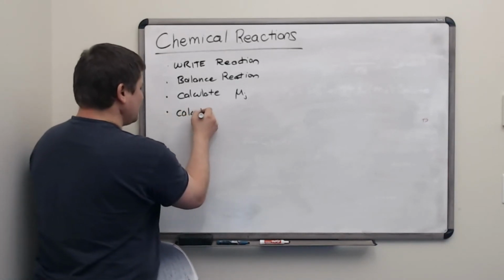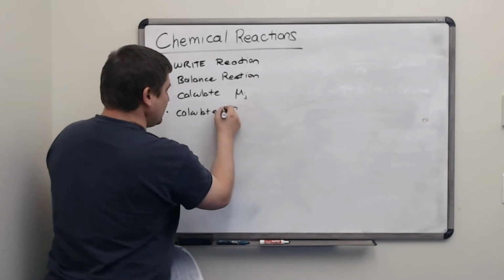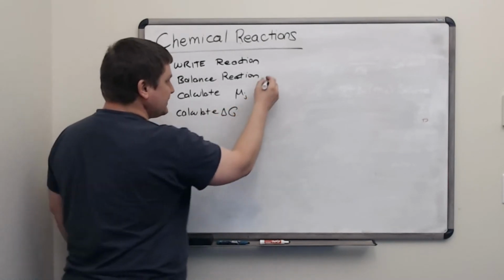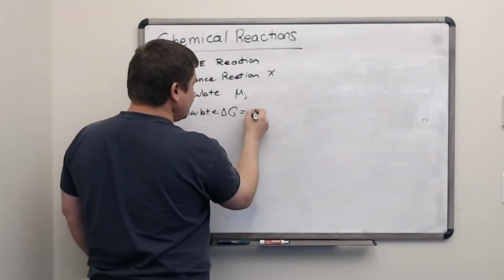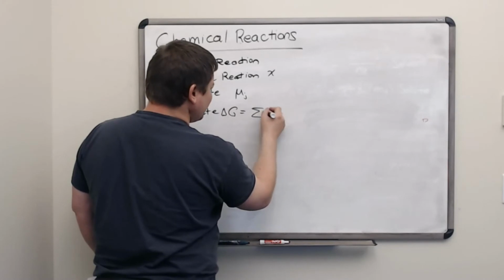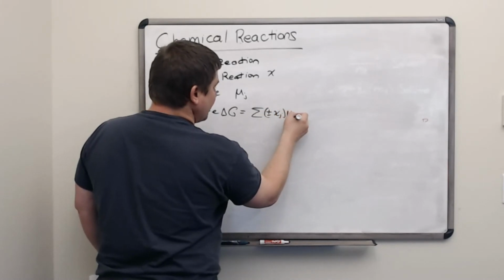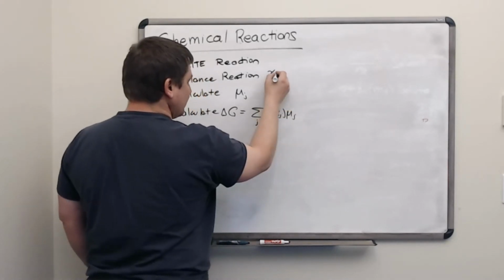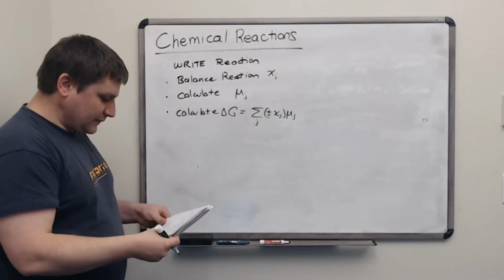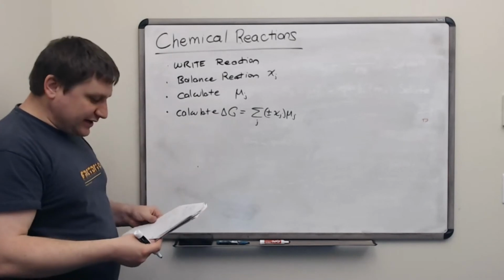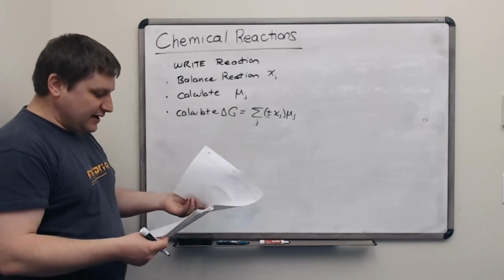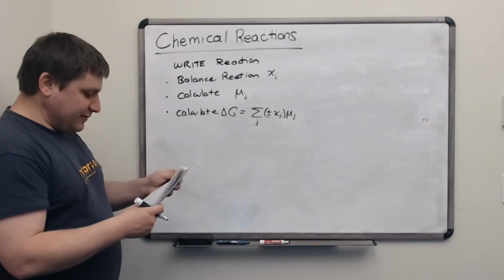And when we get all those, we can calculate the delta G. So the delta G depends on the stoichiometric coefficients and the chemical potentials added all together. Then based on the delta G, if it's negative, the reaction goes forward. If it's positive, the reaction goes in reverse. And if it's zero, it will be at equilibrium.